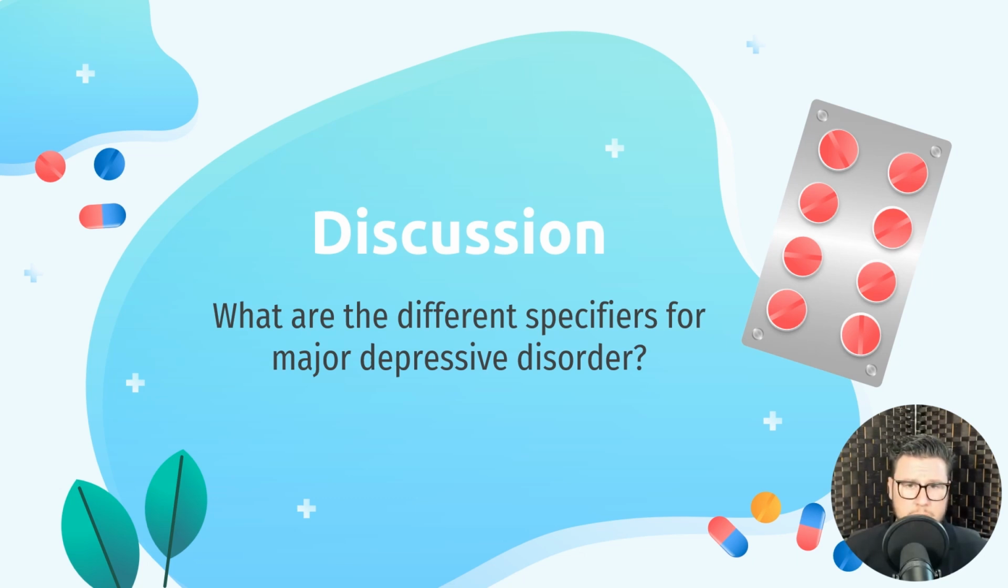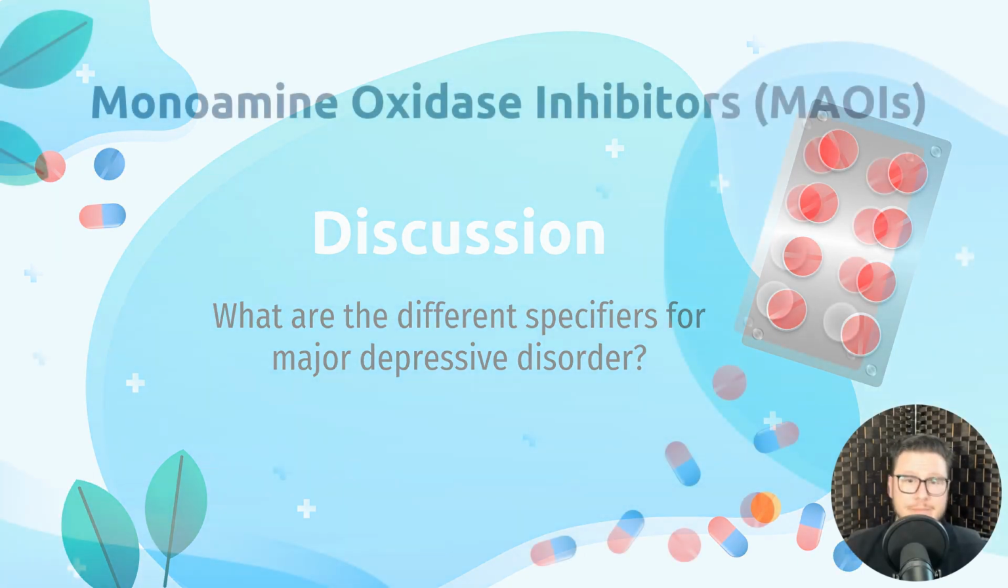It's also important to note that among these diagnoses for major depressive disorder, we can have specifiers like psychotic features, anxious distress, mixed features, and melancholic features. Again, all of these things can be factors in the medicines that are prescribed.